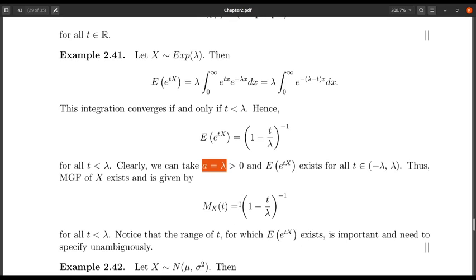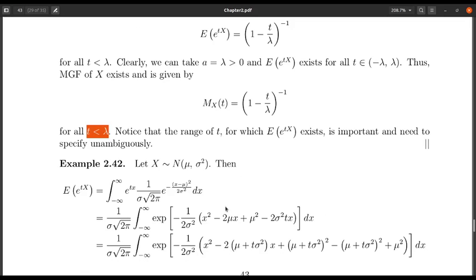And it is given by this. Again, in general, we do not write that t lies between minus lambda to plus lambda or some minus a to plus a for a strictly greater than 0 and less than lambda. Generally, we write the whole range like this: t is less than lambda. Okay, clear? So for the exponential distribution with parameter lambda, the moment generating function is given by 1 minus t by lambda whole to the power minus 1 for t less than lambda.